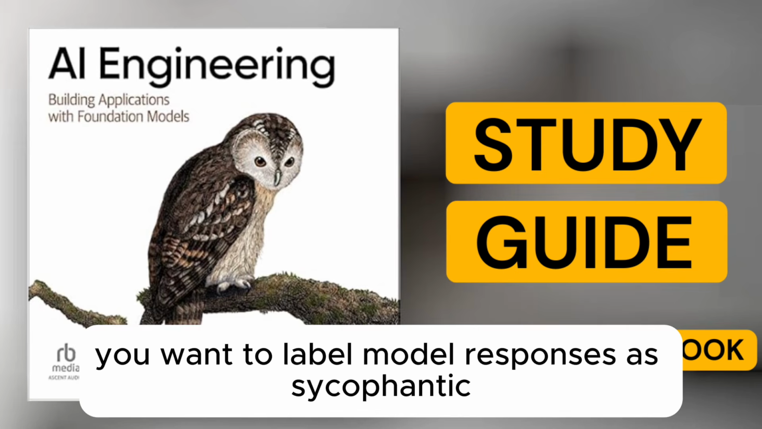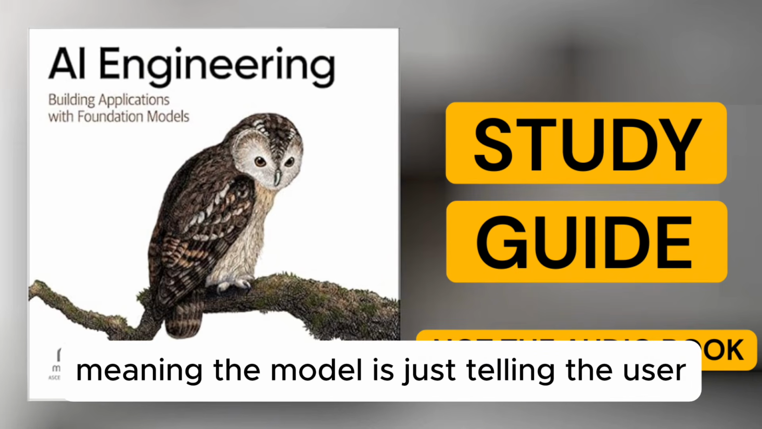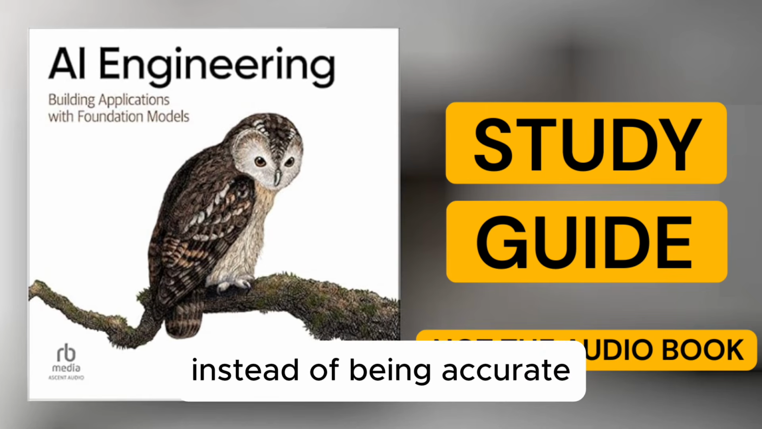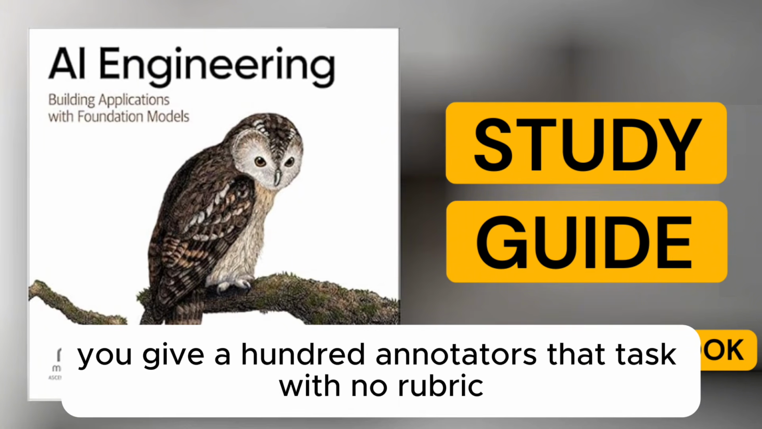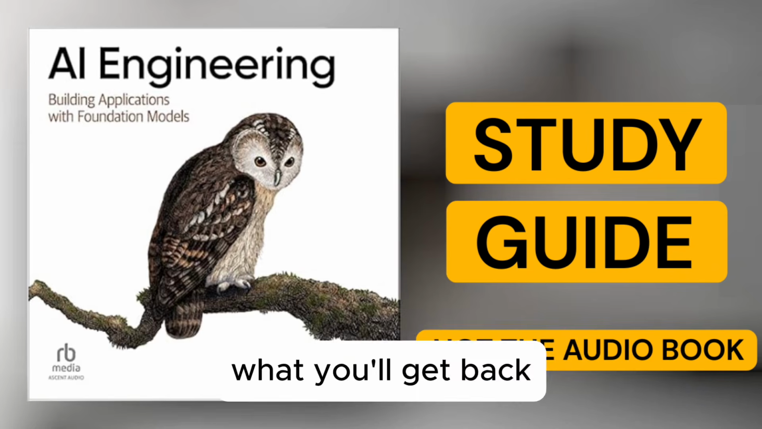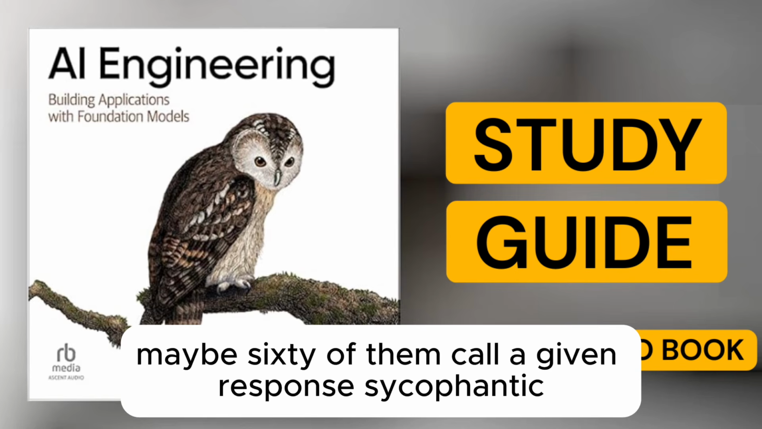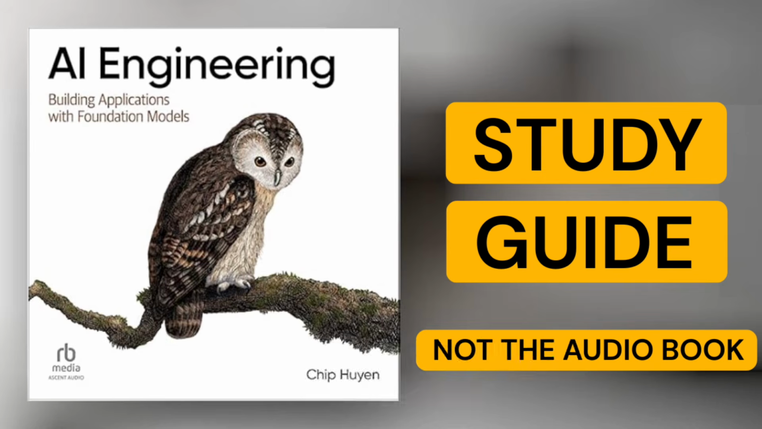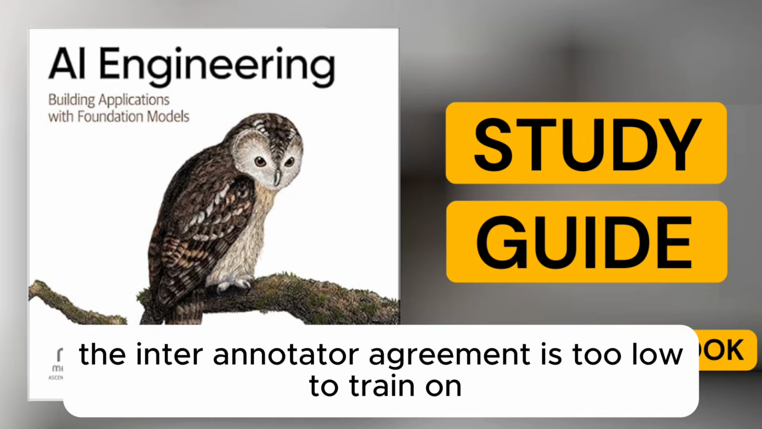Imagine you want to label model responses as sycophantic, meaning the model is just telling the user what they want to hear instead of being accurate. You give 100 annotators that task with no rubric. What will you get back? Maybe 60 of them call a given response sycophantic, 40 don't. Almost useless. The inter-annotator agreement is too low to train on.